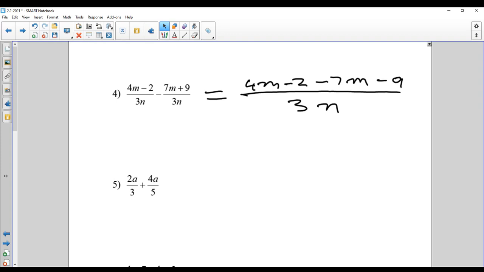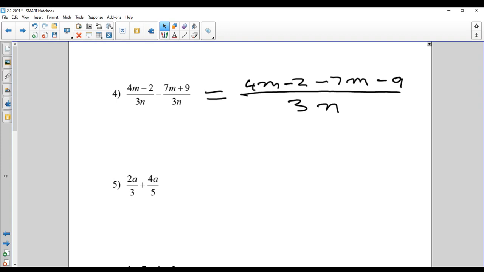Yes, I'm minusing the 9 as well. Why? Because the minus applies to the whole numerator. Everything on top is being minused. So I'm minusing both the 7m and I'm also minusing the 9. Then it would have become 7m plus 9 because you're going to minus a minus, which makes it become a plus. That's a great question.